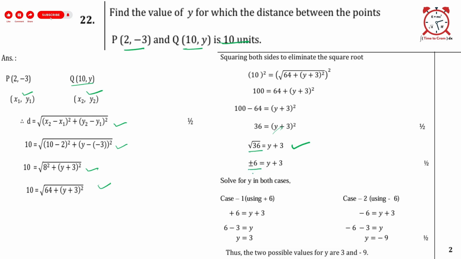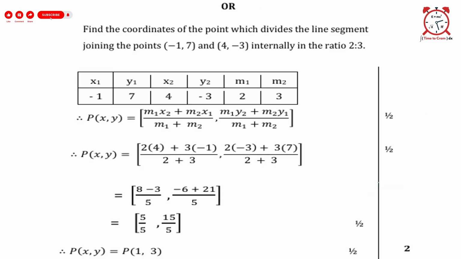So for plus 6 and for minus 6, we will get two values of y. In the first case, using plus 6, the value of y is 3. And in the second case, minus 6, the value of y equals minus 9. Why are there two values? Because we know that y is positive in the first and second quadrant and y is negative in the third and fourth quadrant. Okay, so next question.